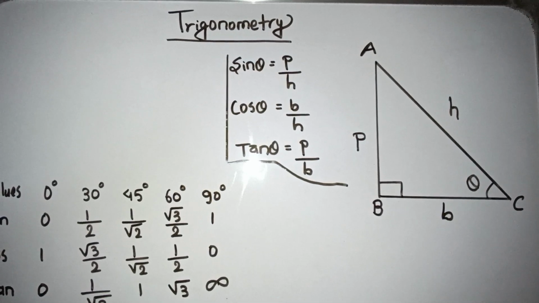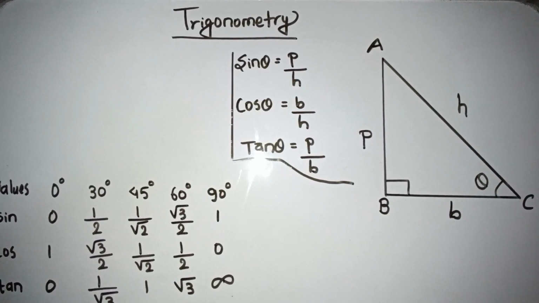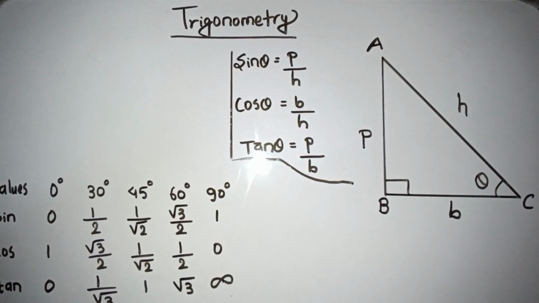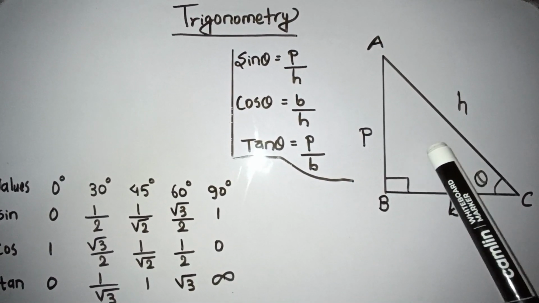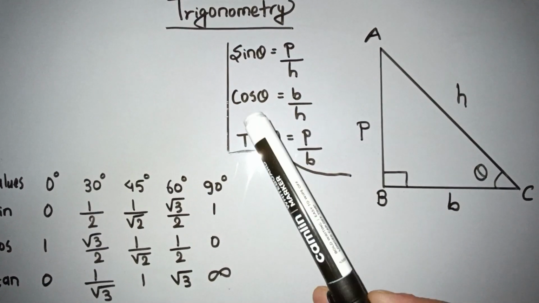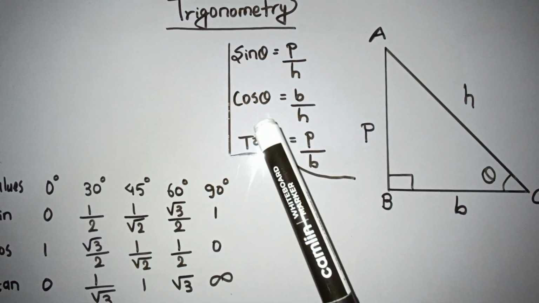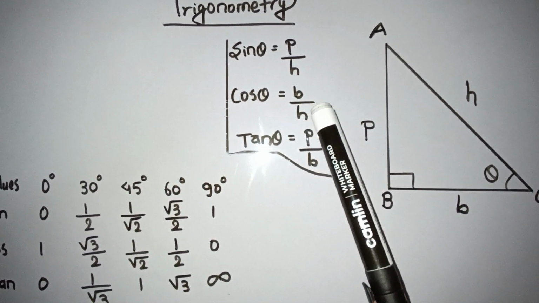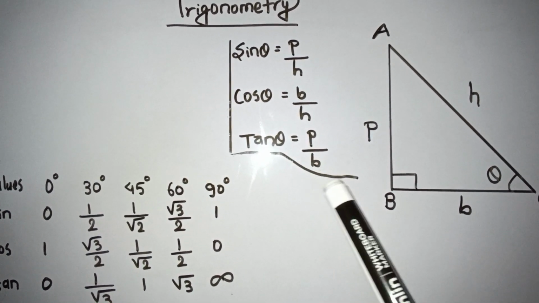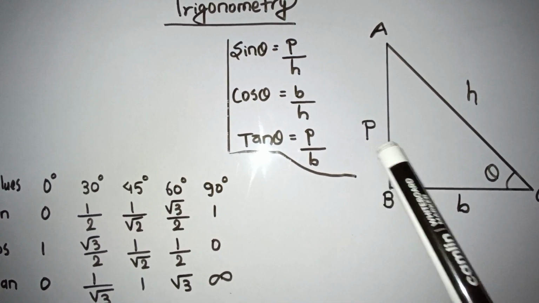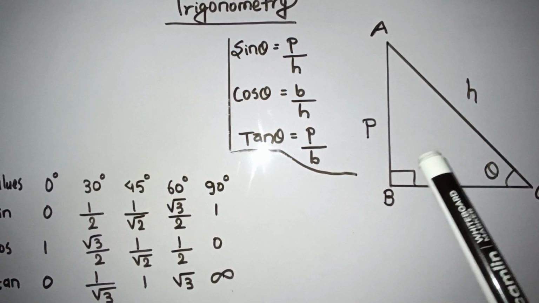We are going to discuss trigonometry. Before we solve any numerical problem based on trigonometry, we need to know some basic concepts about it. From this diagram, sine theta is equal to P by H, cos theta is equal to B by H, and tan theta is equal to P by B, where P is the perpendicular, B is the base, and H is the hypotenuse.